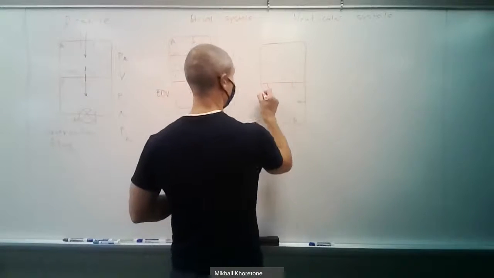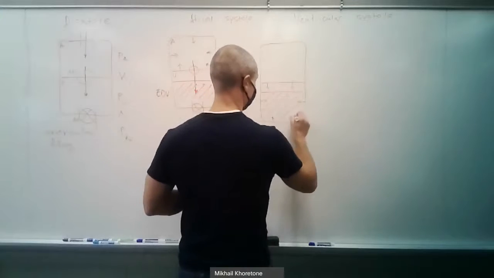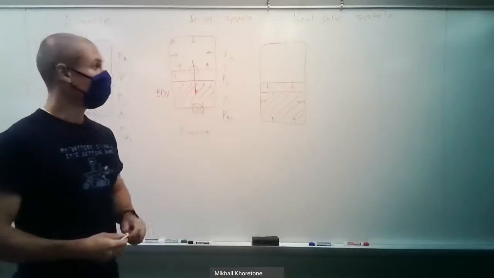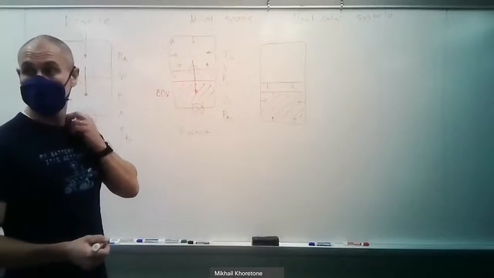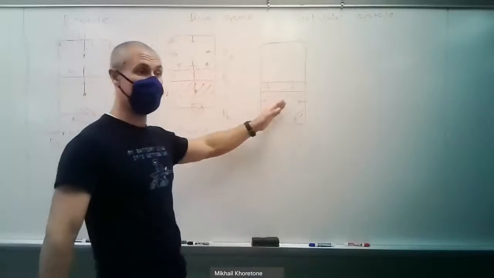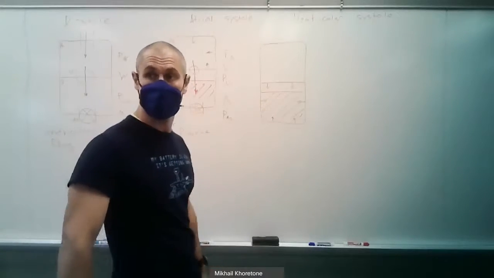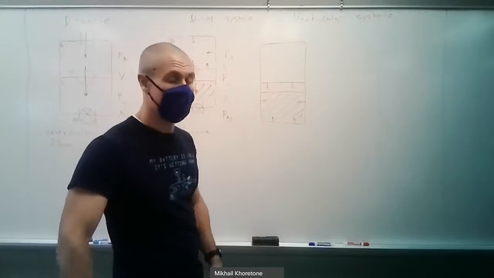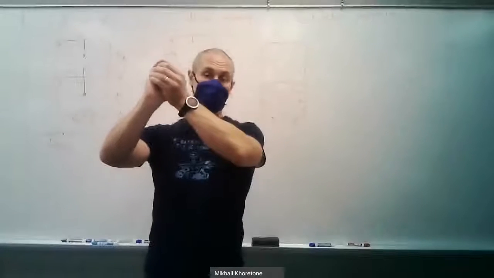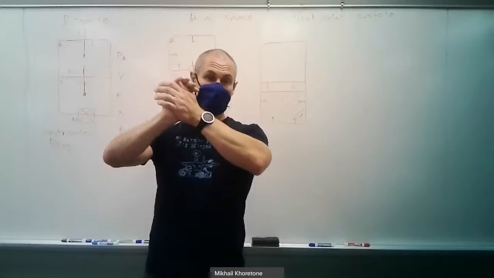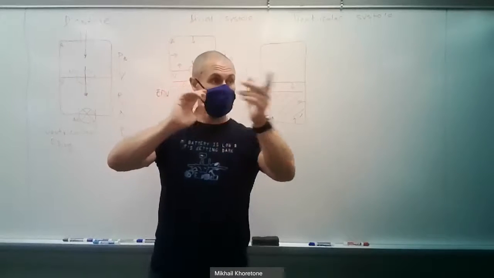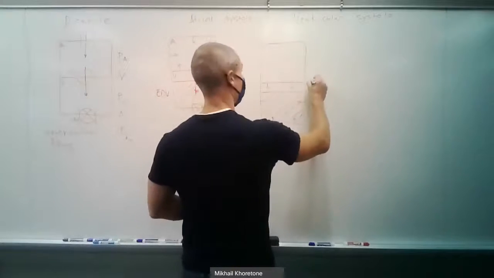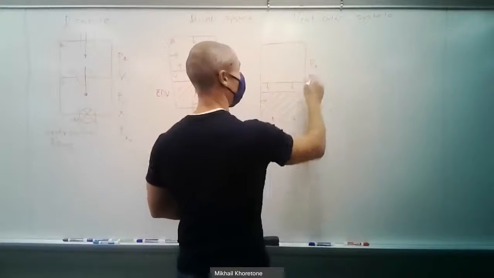There's blood in the ventricle. Are you following me so far? As the ventricle contracts, what happens to the pressure inside of the ventricle? It increases. So ventricular pressure becomes higher than the atrial pressure.